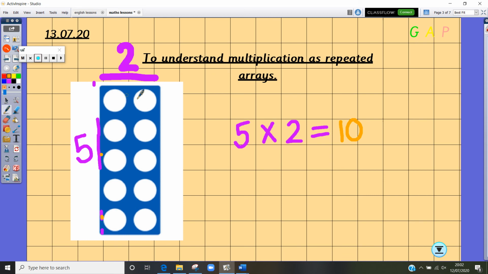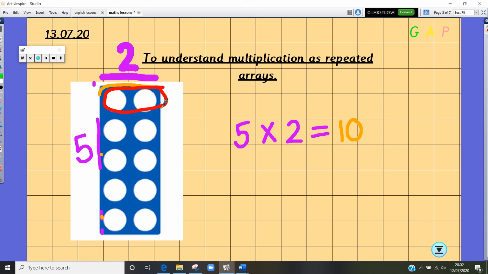So instead of having 2 groups of 5, I'm going to have 5 groups of 2. So I'm going to put my 5 groups of 2 in red. So there's one group. Here is another group. So that's 2. That's another group. That's 3. Here is another group. That's 4. And finally, we've got another group, which is 5. So again, all of my circles have been accounted for, and I've got 5 groups of 2.